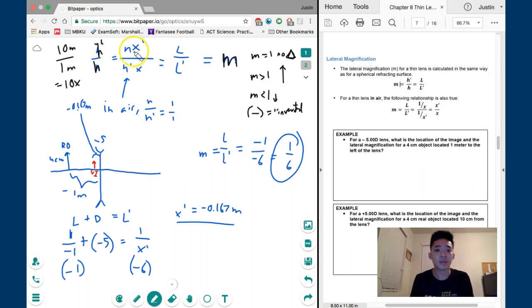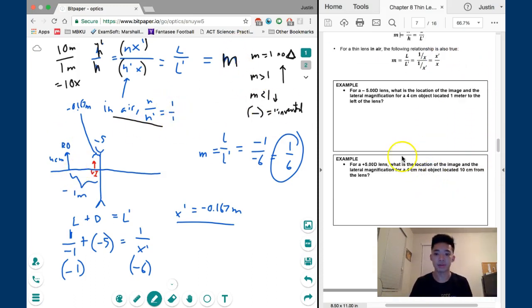But here we can also say that m equals n times x prime over n prime times x. And so that's what this little thing here. In air, you can treat m as just x prime over x, because in air, n and n prime are just 1 over 1. So that's this bit there. There was a previous example in the last video where we were calculating magnification and it went from a different medium, so I remember using this equation. But when you're dealing with problems where you just have a thin lens in air and nothing else, you're just going to use x prime over x.